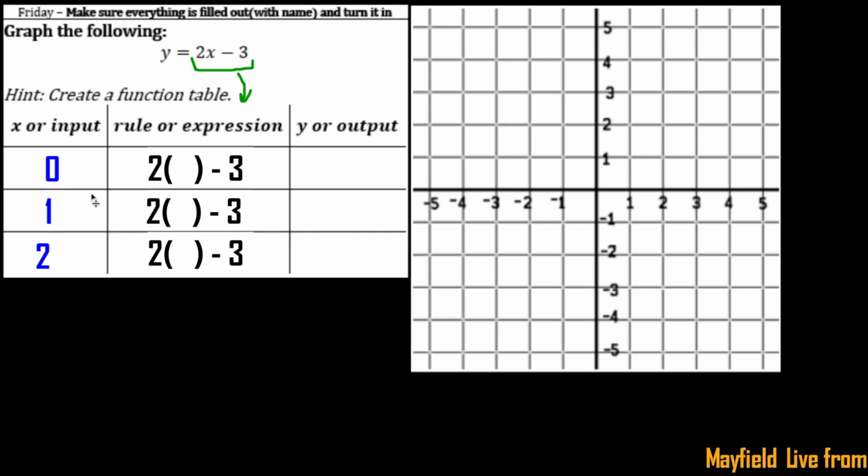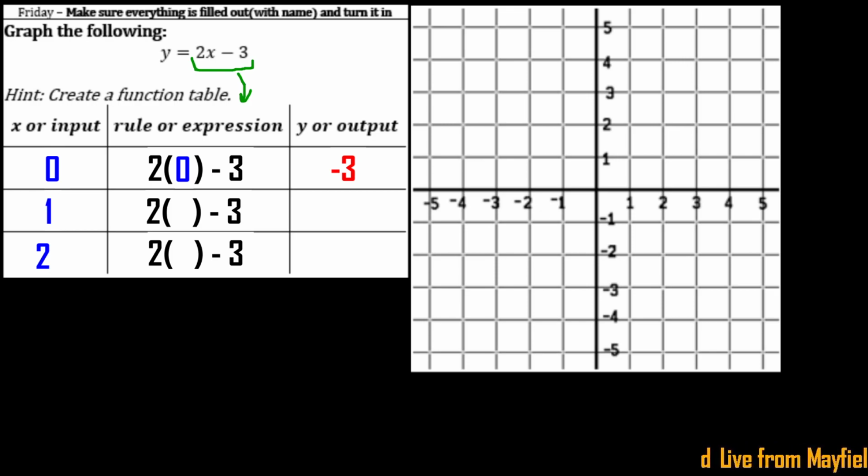Meaning this, I plug those into my function like this. I say, okay, I'll make that a little bit smaller. There we go. I say, all right, I'm going to have 2 times 0 is 0, minus 3 is -3. So that means the output for that input value of 0 is -3. So that means that ordered pair is going to be 0, -3, which I will graph on this coordinate plane in just a moment.